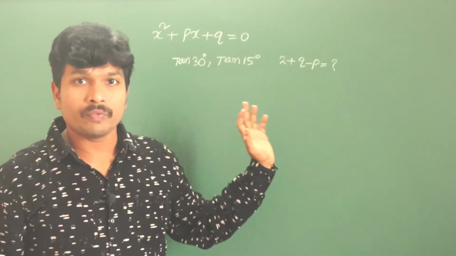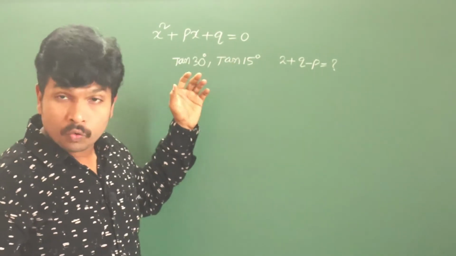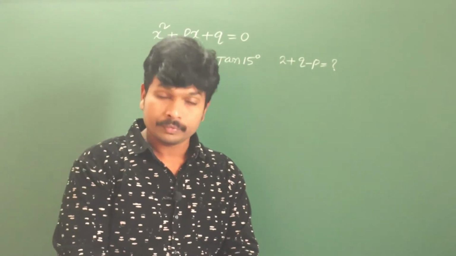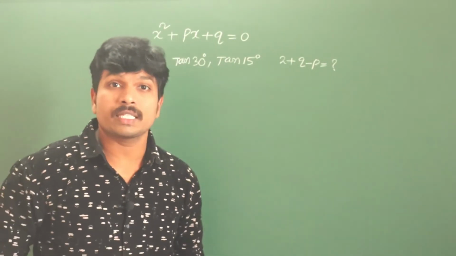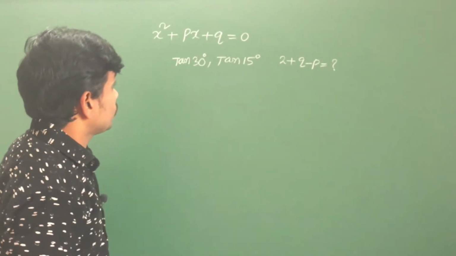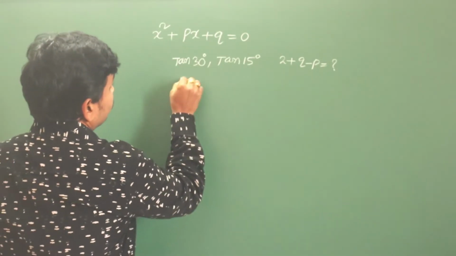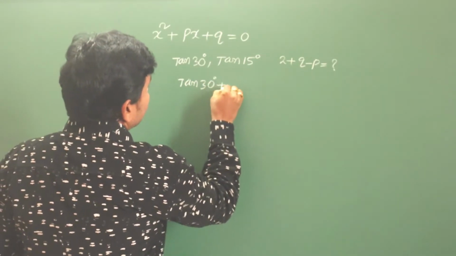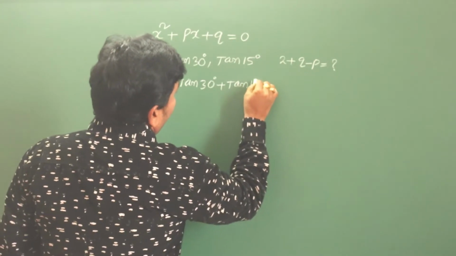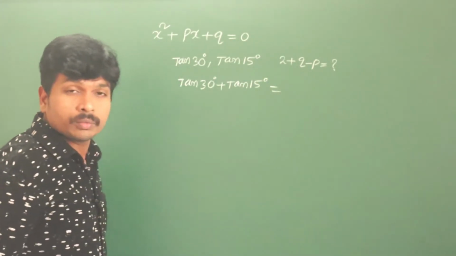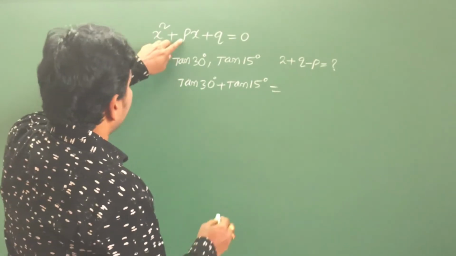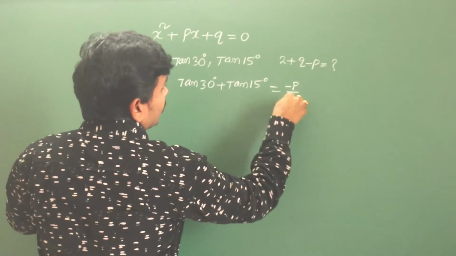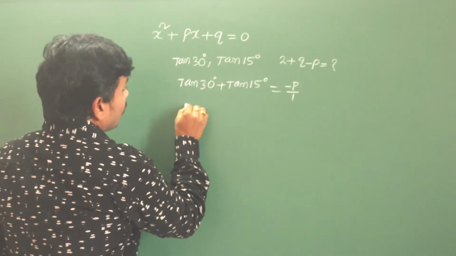So with the help of that, you directly know the roots, you find the equation and you find the p and q values. Otherwise, there is one more simple method that I am discussing now. Tell me the sum of the roots, tan 30 degrees plus tan 15 degrees. What is the formula for the sum of the roots? Minus b by a, that means minus p by 1, which is nothing but minus p.